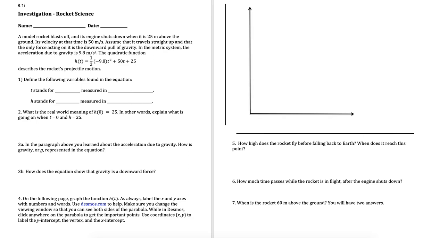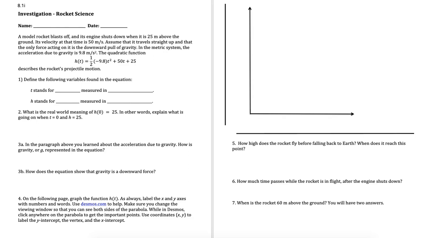A model rocket blasts off and its engine shuts down when it is 25 meters above the ground. Its velocity at that time is 50 meters per second. Assume that it travels straight up and that the only force acting on it is the downward pull of gravity. In the metric system, the acceleration due to gravity is 9.8 meters per second squared.